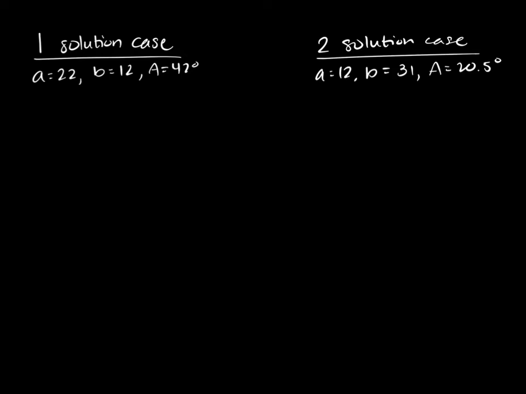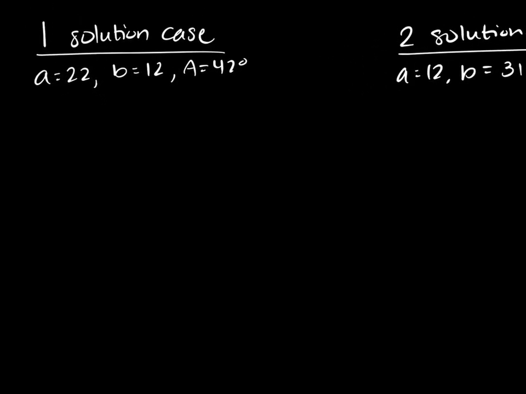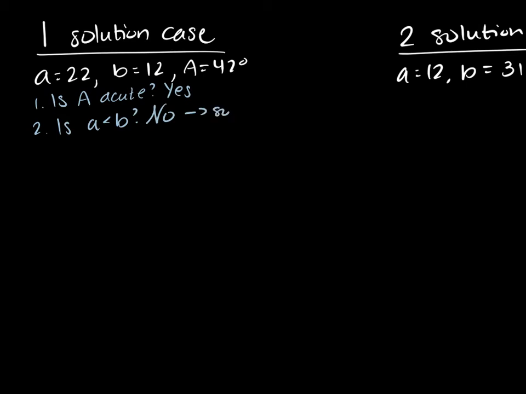Now let's look at one solution. In the one solution case that I have here on the screen, it says side A is equal to 22, side B is equal to 12, and A is 42 degrees. So question 1, is angle A acute? The answer is yes, right? Because 42 is less than 90. Question 2, is side A less than B? No. So we only have one solution. So then first thing we're going to do is solve for angle B.